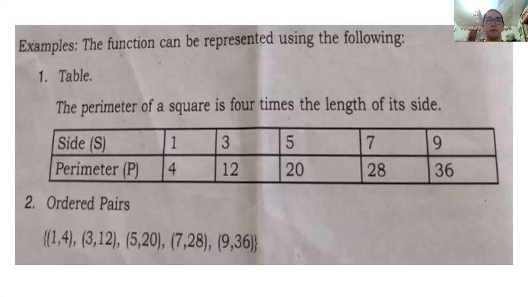Okay, another thing that I want you to remember: ways or methods on how you represent a function. The first one, you can represent a function through a table of values. As you can see, S is considered as your X, and your perimeter here as your Y. A pair for 1 is 4. A pair for 3 is 12. For 5, we have 20. For 7, we have 28. And for 9, you have 36.